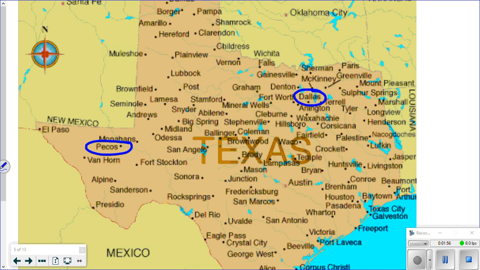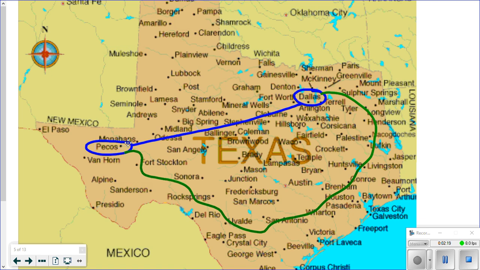So obviously, if they're driving from Pecos to Dallas and they're delivering produce or fruit, they want to take a straight shot. Right? They're probably going to go from here to there. Hopefully, if there's highways or freeways, they're not going to drive all the way down here and then back up and around to get to Dallas. That's going to take too long. Okay?